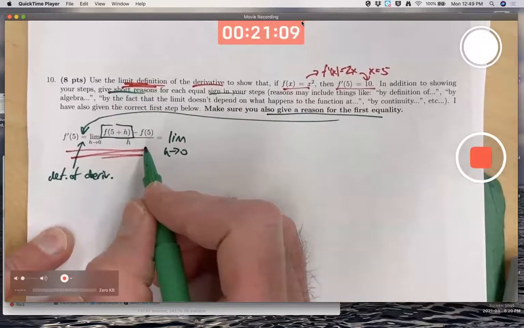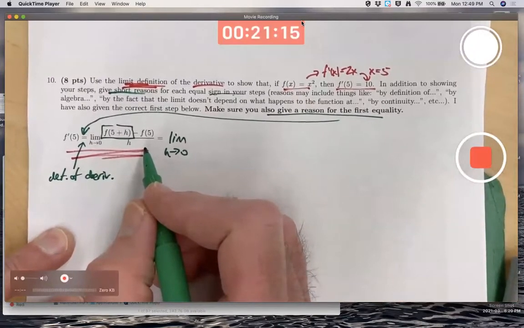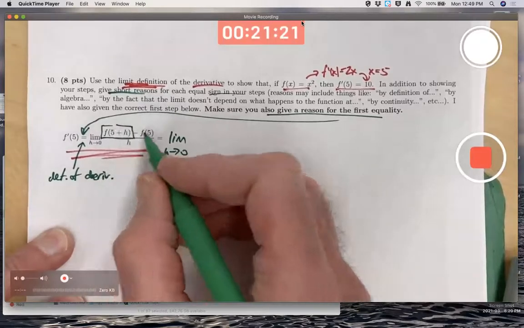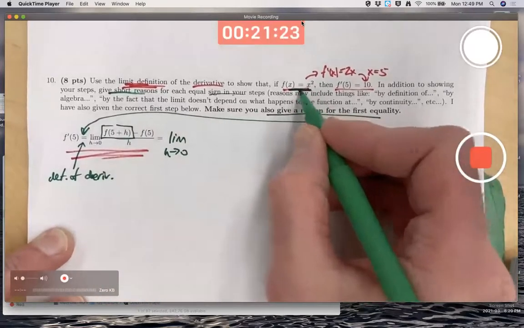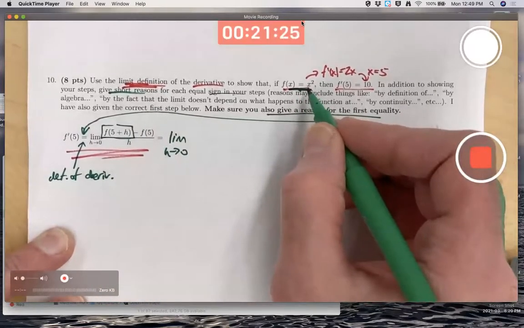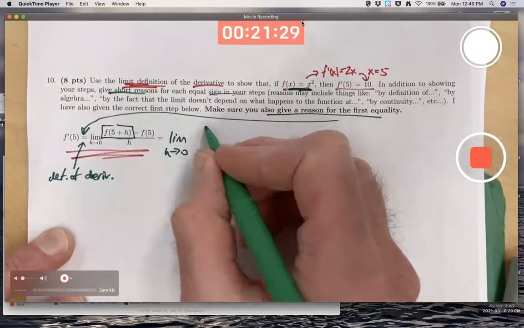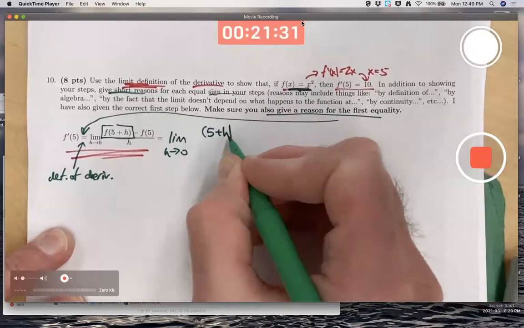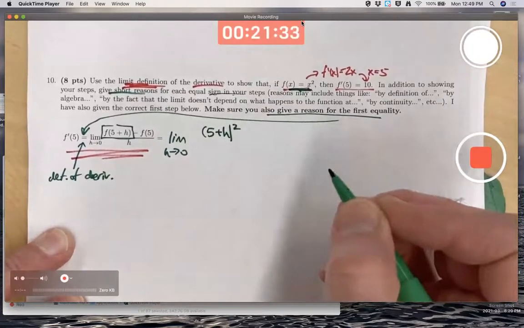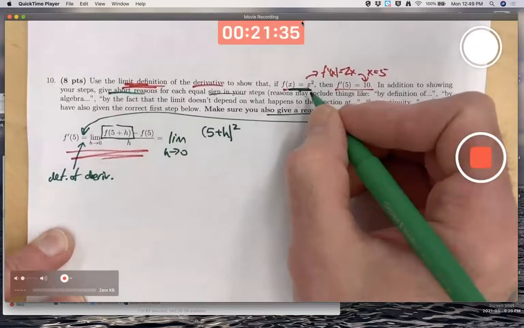F is a function name. It's a conceptual difference. Its output is a number. F of x is a number, but f itself is just a name for the function. F of 5 plus h means go to the formula for f, and wherever you see the variable, in this case x, replace it with 5 plus h. So you've got to do 5 plus h quantity squared. That's f of 5 plus h because the function is x squared.